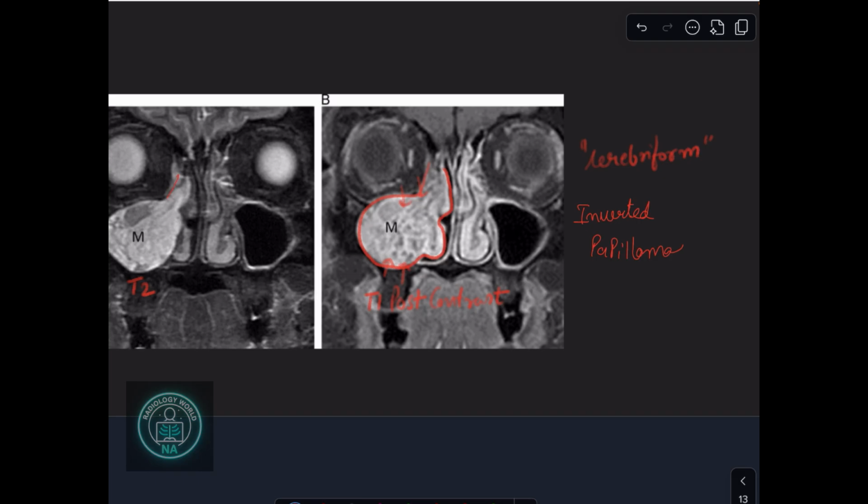Important thing to note is that they may start from the lateral nasal cavity. Most commonly it starts from your middle turbinates, and then they can extend through the maxillary ostium into the maxillary sinuses. These lesions are very hyperintense on T2 weighted images, and they also show avid post contrast enhancement. Very important thing to note is that they have this cerebriform appearance because of the resemblance to the cerebral cortical gyrations.